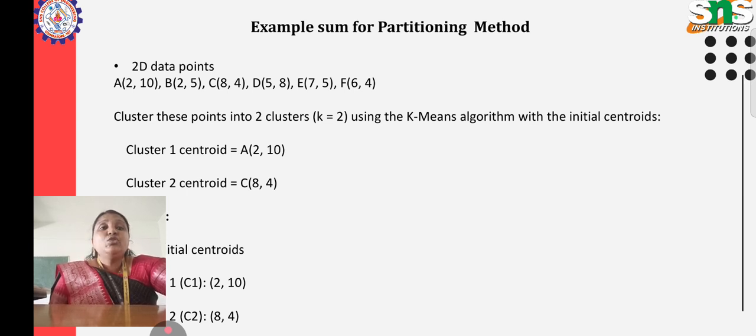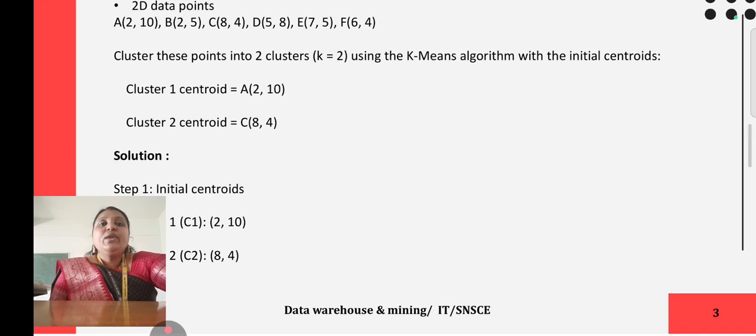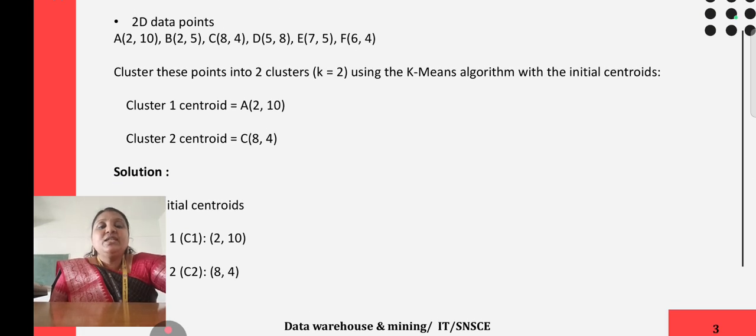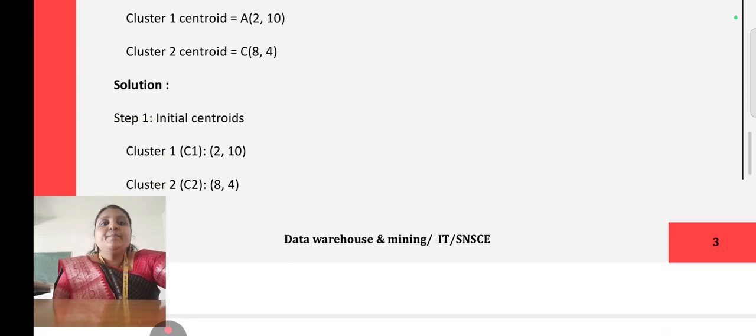Using the k-means algorithm, the initial centroids will be taken. The first centroid is A and the second centroid is C. We can take whatever we like, but in the question they have given these. If they mention such things, then we have to give the solution for that. If not, students can take any data points or clusters and sort it out.